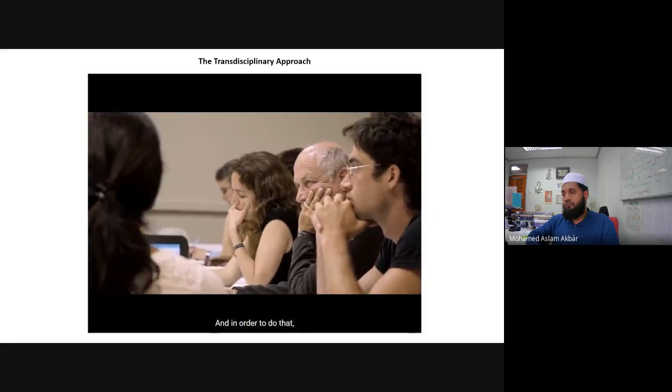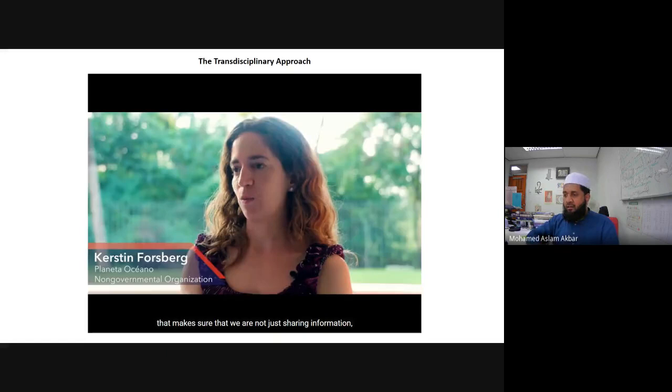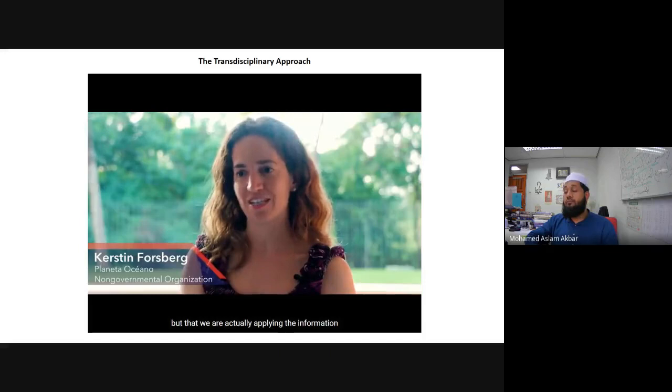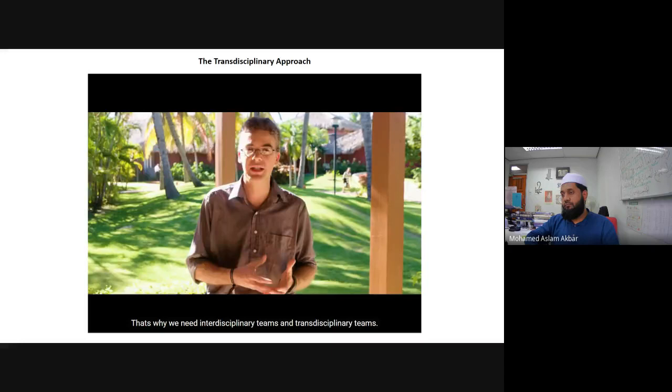And in order to do that, it has to be communicated in a language that will be understood by all. And it needs to have a communication strategy that makes sure that we are not just sharing the information, but that we are actually applying the information to develop the solutions we need. So you need a lot of different disciplines and a lot of different stakeholders to really answer that problem. That's why we need interdisciplinary teams and transdisciplinary teams.